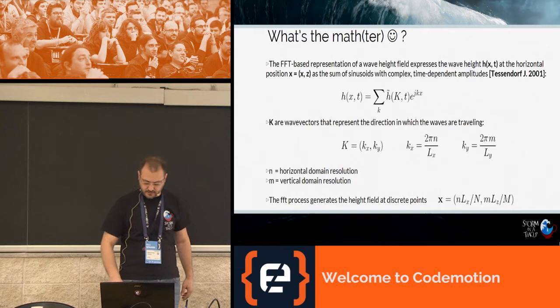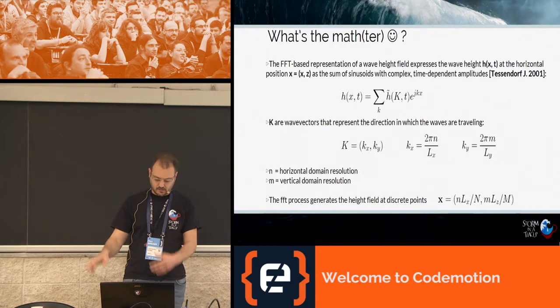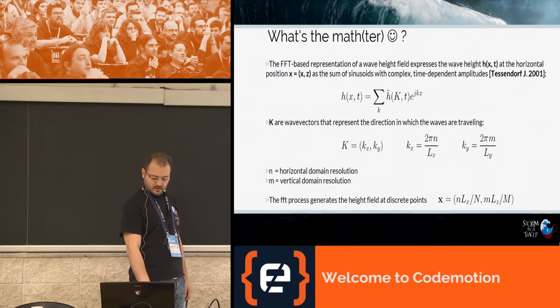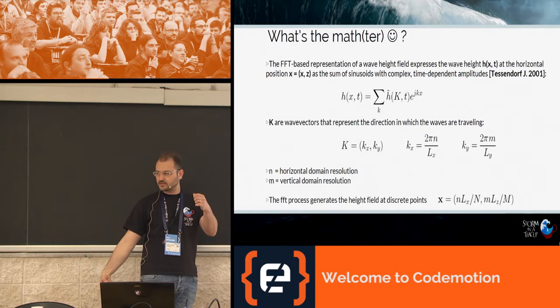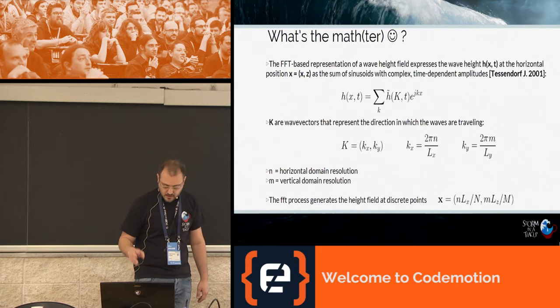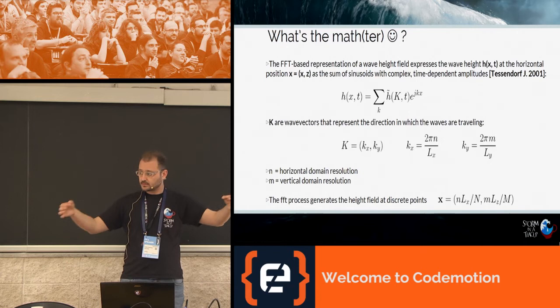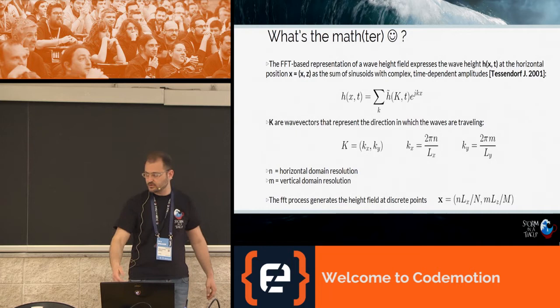k are the wave vectors, the vectors that indicate the direction in which the wave is traveling. As you can see below, kx and ky are defined as 2 pi n divided by Lx and 2 pi m divided by Ly. N and m are just the grid resolution, like 512 by 512. I use n different from m because it could even be non-square, like 512 by 1024. That's just a detail. Lx and Ly are the world space unit lengths. You have this grid of pixels, and you want to map this grid to units, like centimeters or meters, and you just express it like this.